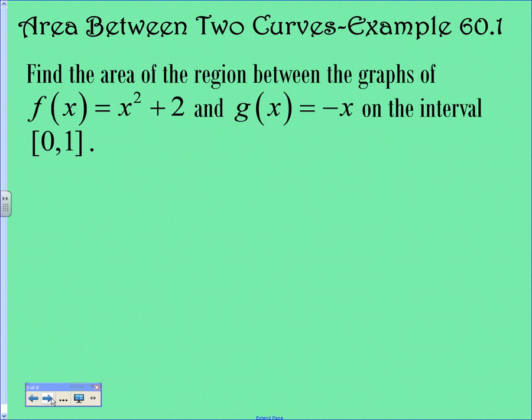So let's look at an example. Find the area of the region between the graphs on the interval from 0 to 1. So they give us two functions, and we want to find the area that's between the two.